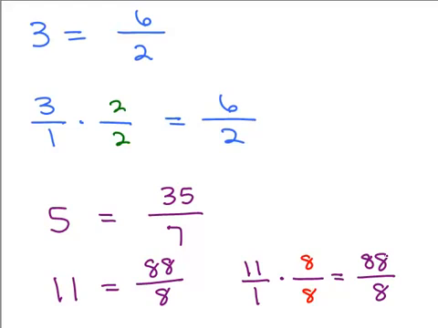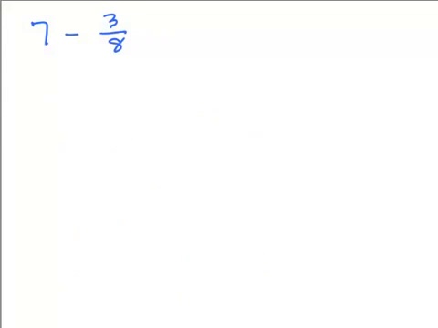All right, just for fun, let's do a problem where it might be useful to change a whole number to a fraction. All right, let's do 7 minus 3/8. Okay, there's a couple ways to do this problem. One way is you're just going to get a common denominator. So if I want to get a common denominator, I want to write 7 as a fraction that has the same denominator as this other one, which is 8. So I want to write 7 with a denominator of 8.